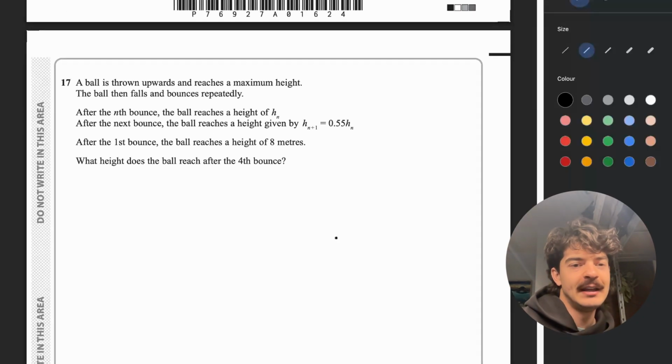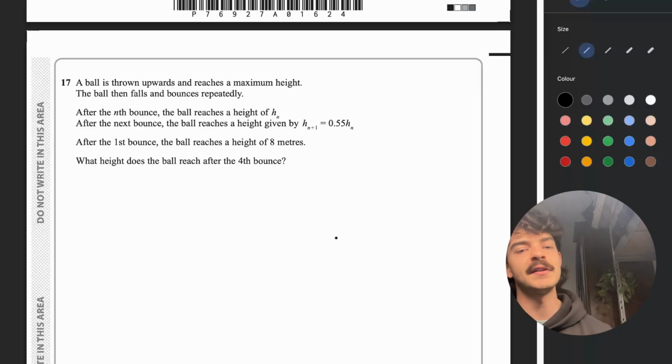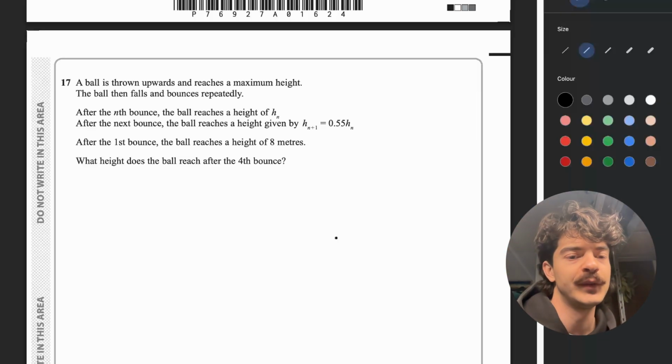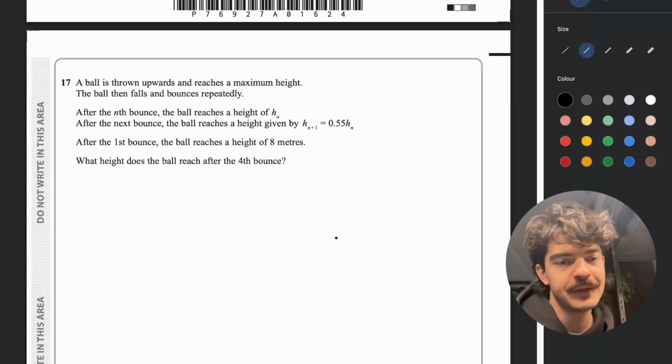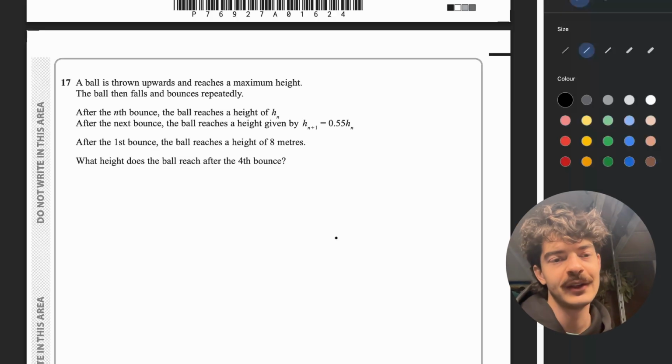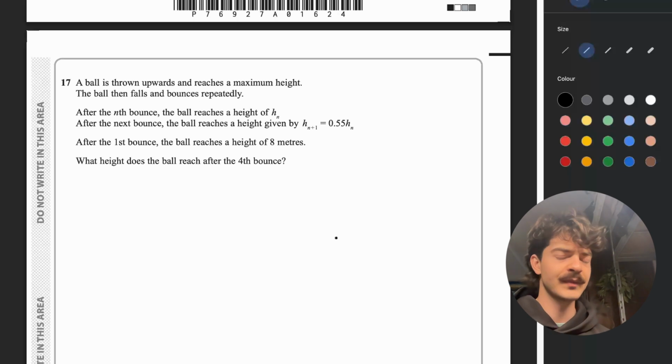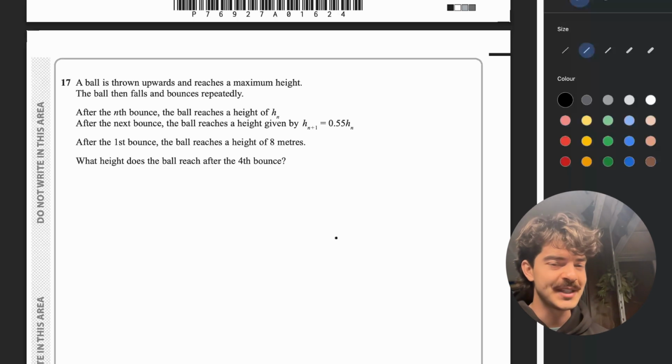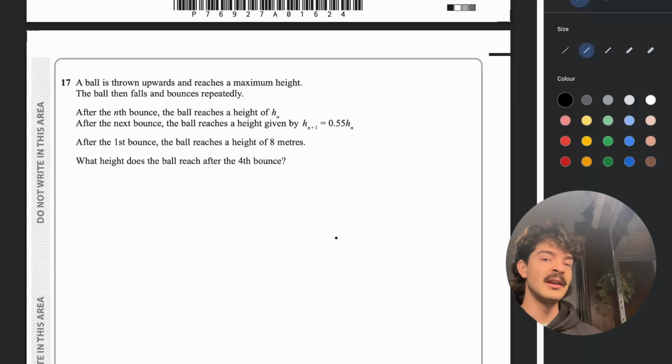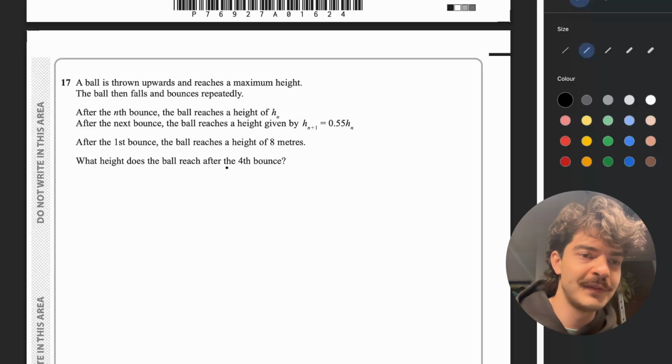Question 17. A ball is thrown upwards and reaches a maximum height. The ball then falls and bounces repeatedly. After the nth bounce, the ball reaches a height of h_n. After the next bounce, the ball reaches a height given by h_n+1 equals 0.55 of h_n. Seems a little bit overcomplicated, right? But what it's saying is that each subsequent bounce is going to be 55% of the previous bounce. After the first bounce, h1, the ball reaches a height of 8 meters. What height is it after the fourth bounce?